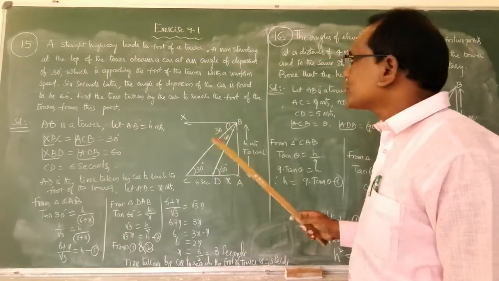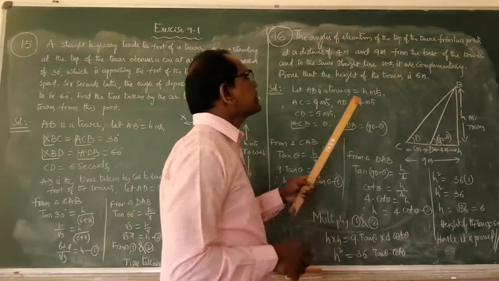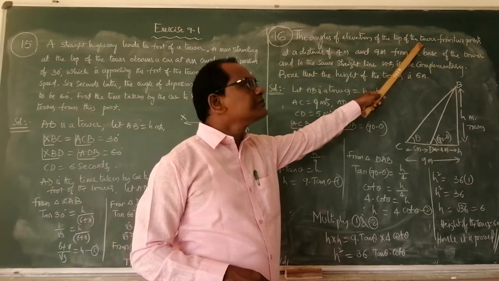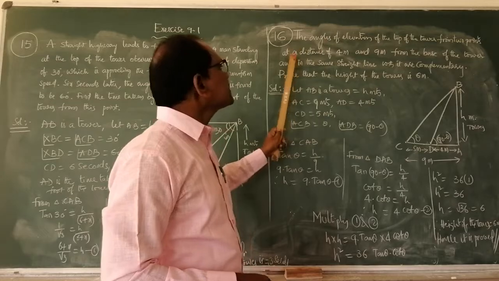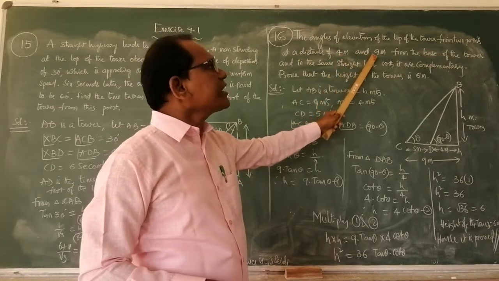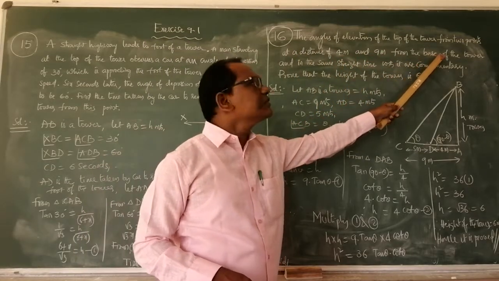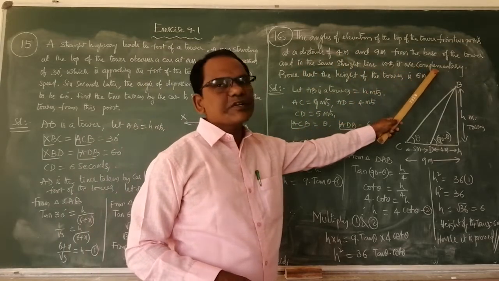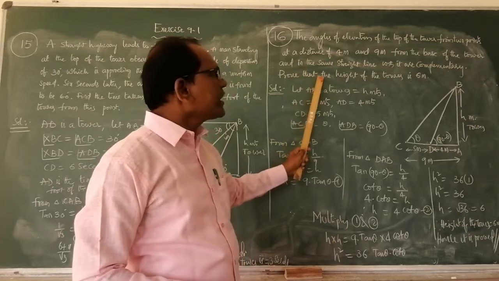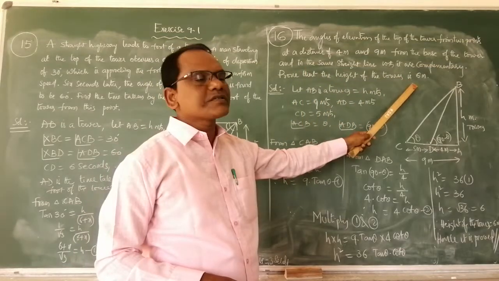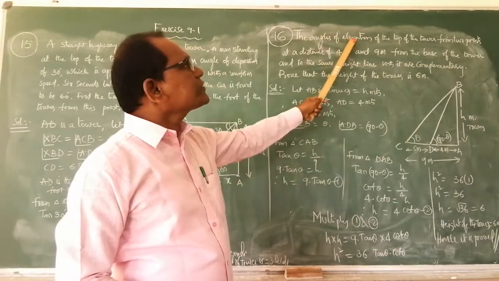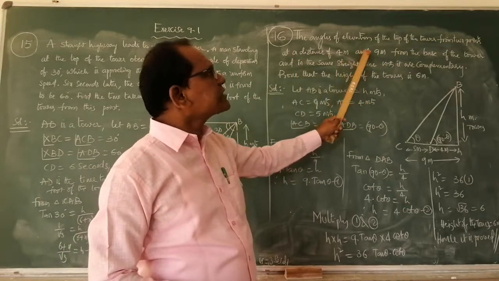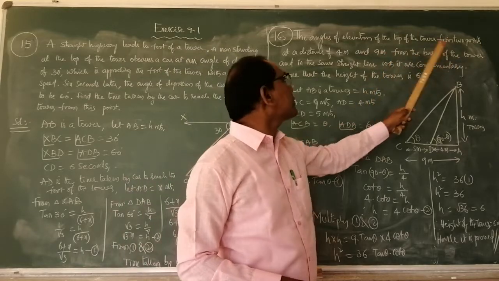The 15th and 16th are also important. Coming to the 16th: the angles of elevation of the top of a tower from two points at distances of 4 meters and 9 meters from the base of the tower, in the same straight line with it, are complementary. Prove that the height of the tower is 6 meters.